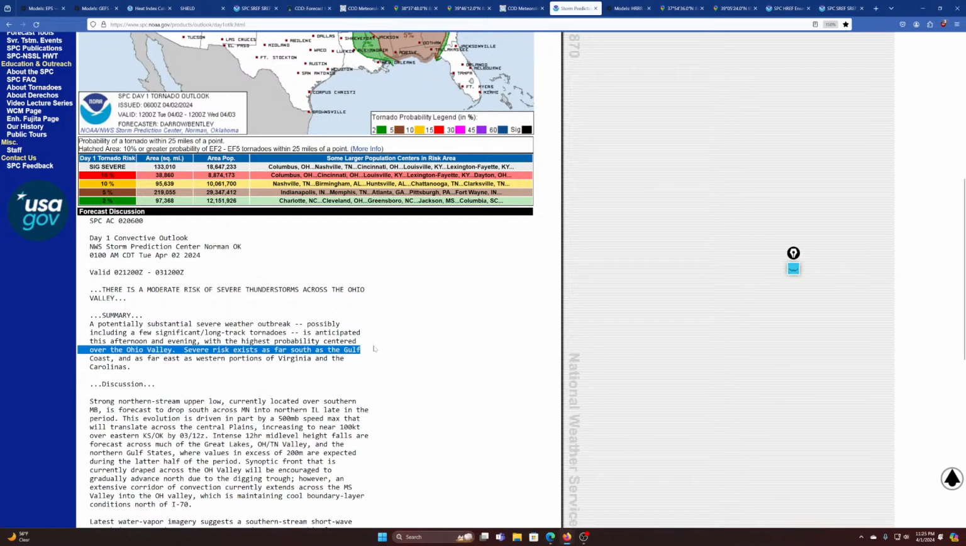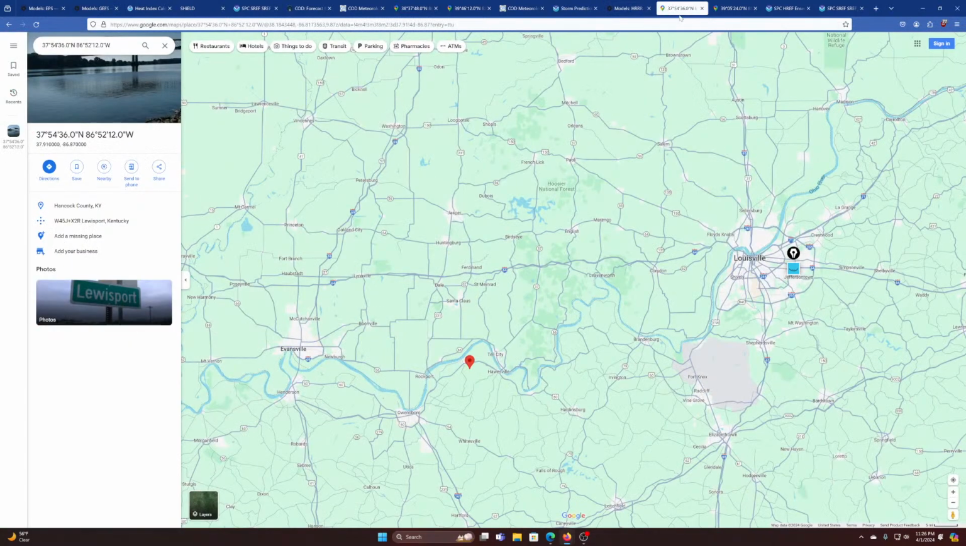So yeah, if I was a chaser, I would start my chase in between Evansville and Louisville. Maybe in Santa Claus. I would stay there. So yeah, that's my take for tomorrow.